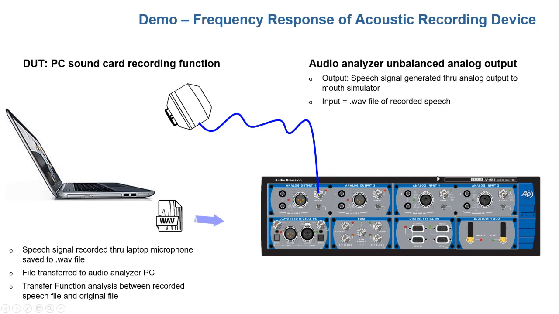All right, so in our second demonstration here, we're going to look at the recording function of a laptop sound card. So in this case, I'm using the analog output as the generator. I'm connected to the mouth simulator, the powered speaker. I'm going to play a speech stimulus, and I'm going to record it on the PC, save a WAV file, and move it back to the analyzer. And then I'm going to use a transfer function analysis to find the frequency response between the acquired signal, the recorded signal, and the original file, the original speech.